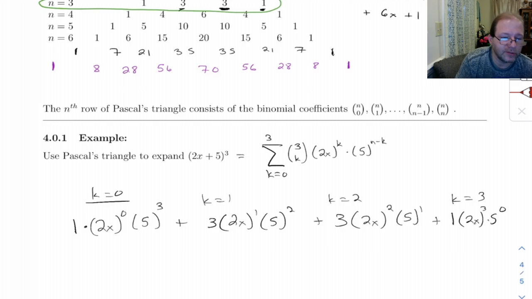That first term is just 5 cubed, so that's going to be 125. The next term, let's see, what do we have? We've got 5 squared, so that's 25 times 2 times 3. So that's 50, that's 150. And of course, x just to the first power.